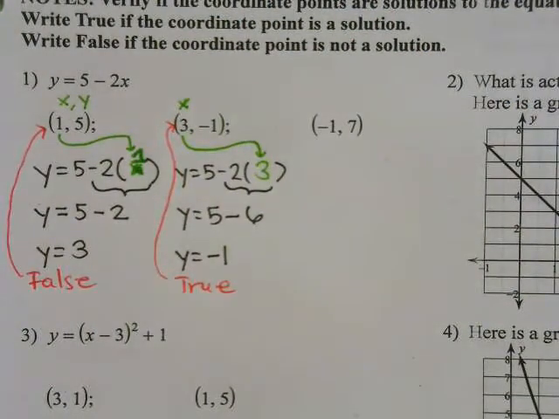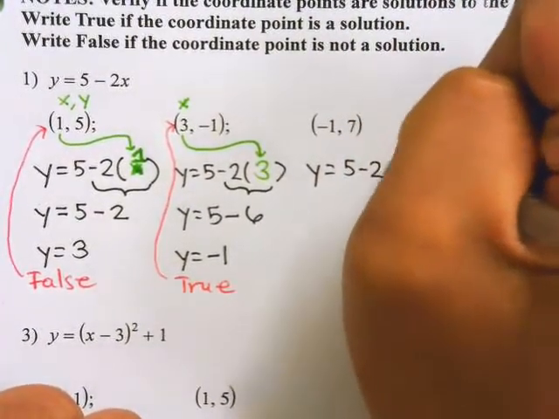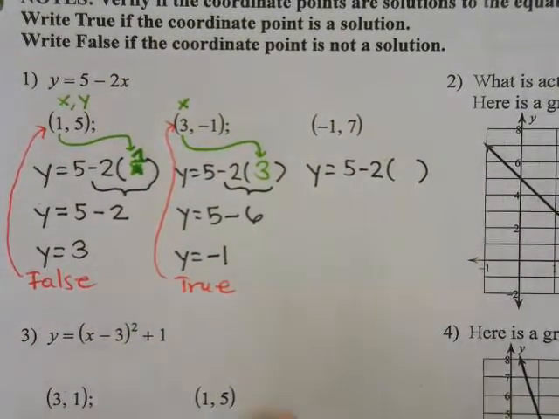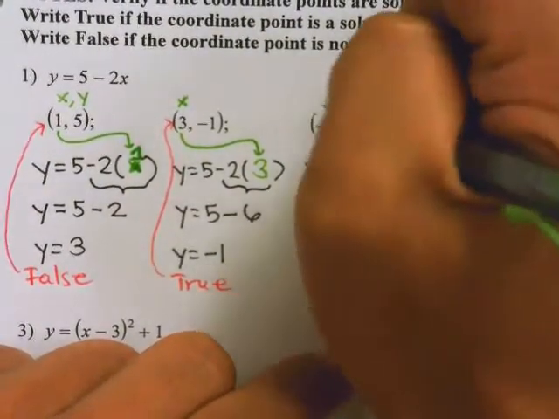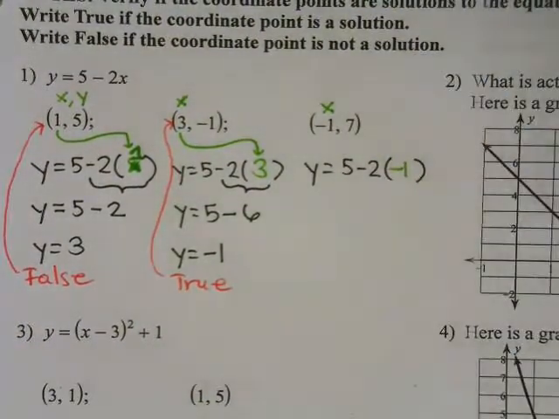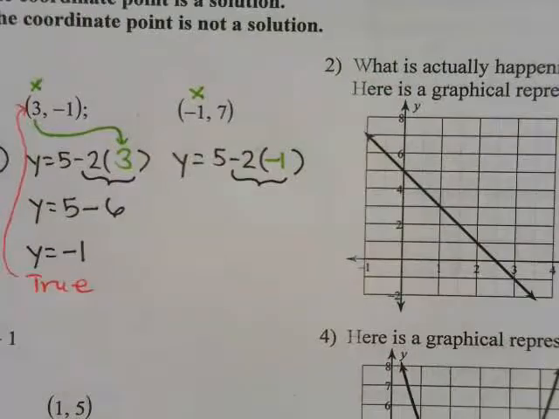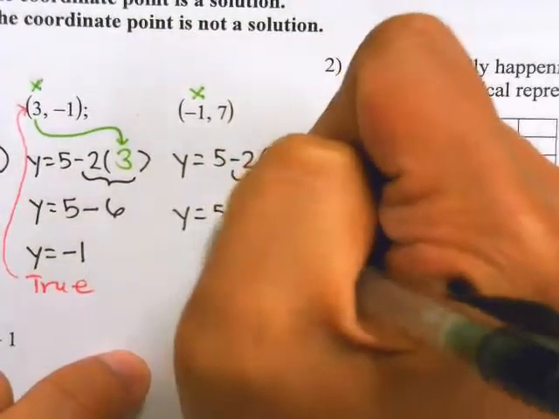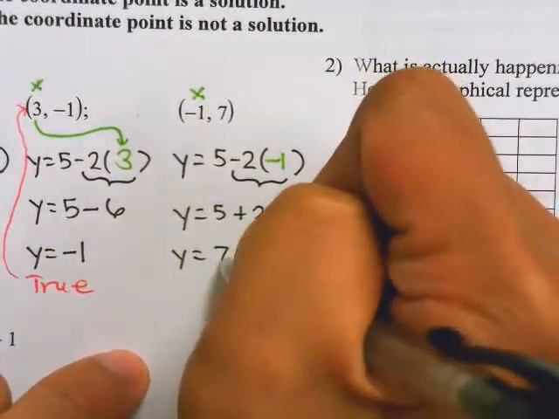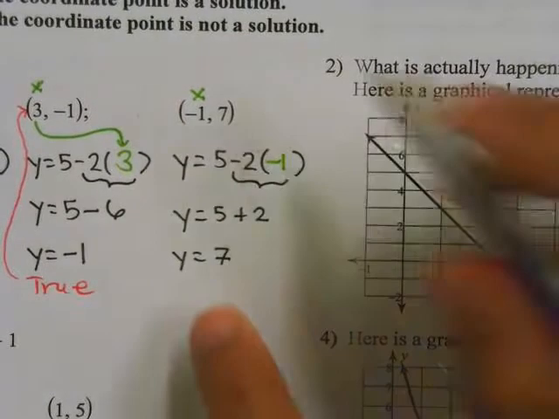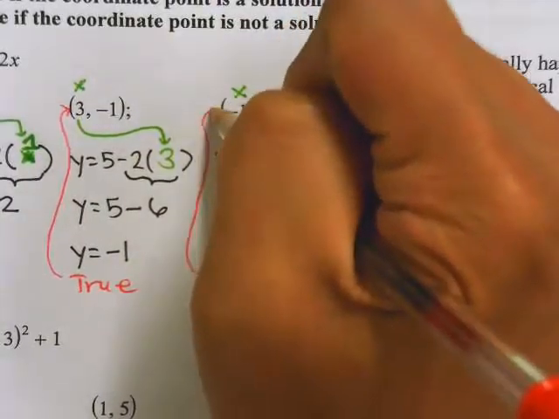Last but not least, for number 1, let's do it one more time using the same equation. y equals 5 minus 2 times, okay, which value are we going to plug in? Are we going to plug in the 7 or the negative 1? If you said negative 1, that's correct because that is your x. Remember, this is x comma y. Remember, do your PEMDAS first, multiplication. So negative 2 times negative 1, be careful, is positive 2. So 5 plus 2 is going to be 7. And take a look at your y values. Do they match? The answer is yes. So we have 1 false and 2 trues on number 1.